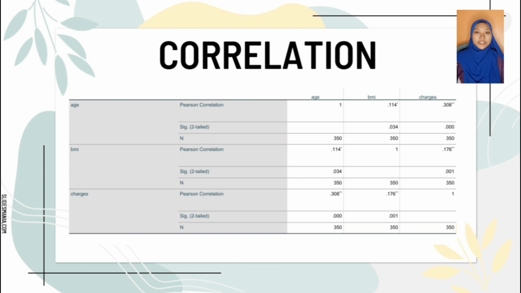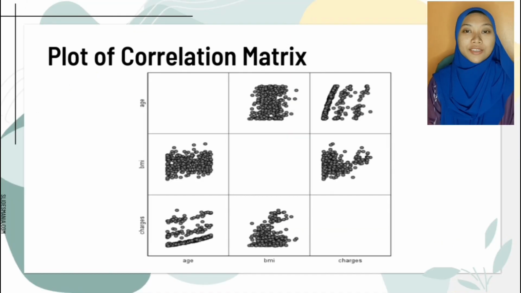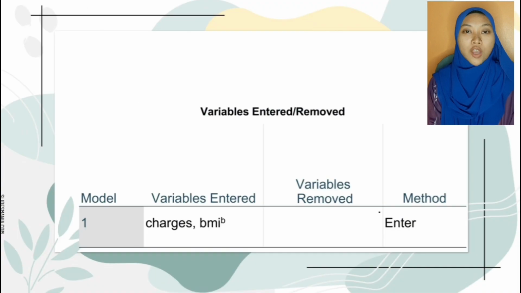Next, the correlation between BMI and charges is 0.176, which is positively correlated. The test shows a significant relationship between these two variables. R is not 0. Furthermore, the strength of correlation is moderate. Based on the correlation matrix plot, we know that the dependent variable is age and all requested variables were entered. As a conclusion, both charges and BMI are included in the model.